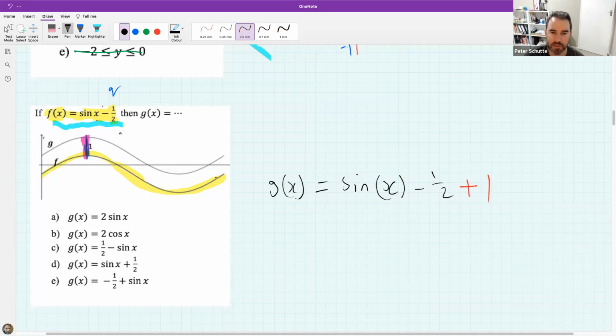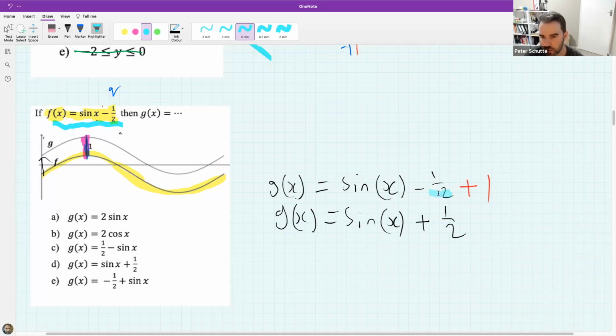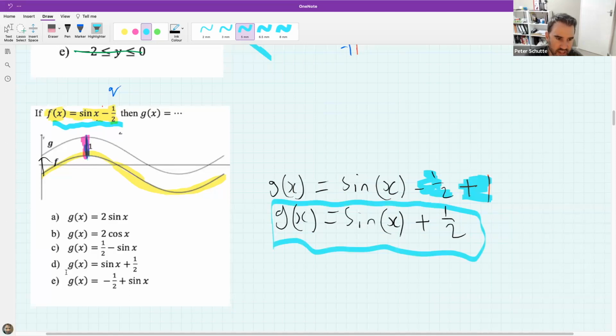Because it's 1 unit above. And that would shift this graph up by 1 unit. But then what's the equation going to be? It's still going to be a sine of x, but instead of minus half, it's going to be plus a half. Because minus a half plus 1 together gives you positive a half. Is there something that matches that over there?